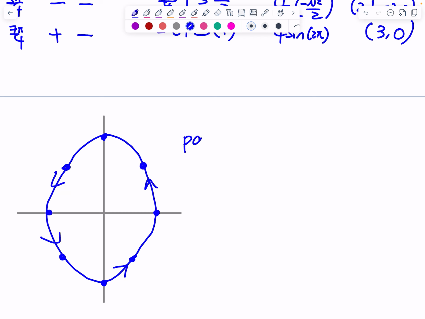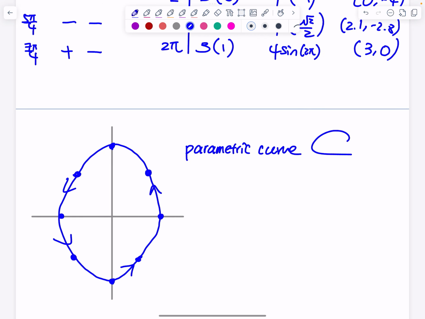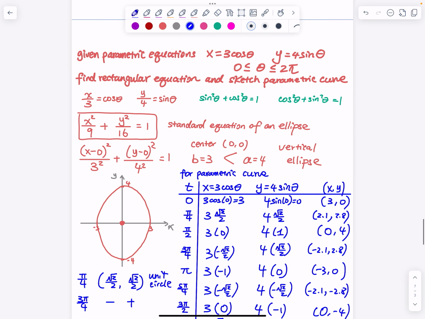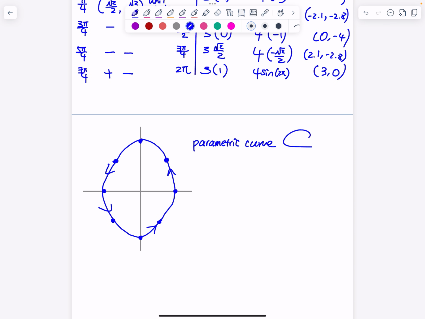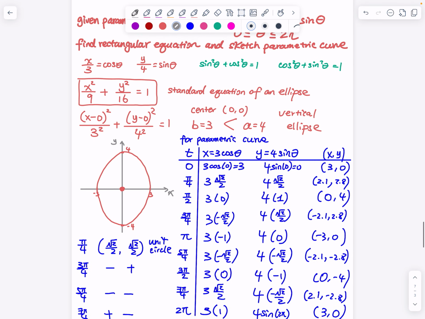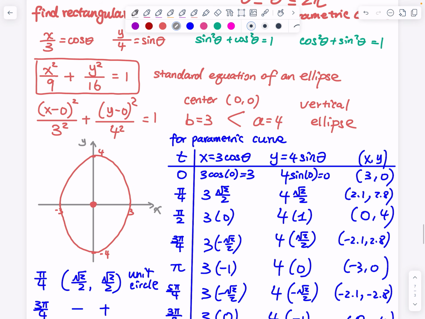So this is a parametric curve. We usually call this a C, or plane curve, for the parametric equation given at the very first line. So we just use a table of values, we plot all the points, and then trace the orientation. Then this is a parametric curve. You see the direction. Of course, don't forget the x and the y. And then for the rectangular equation that is in the box, that is the equation of an ellipse, and that one does not have orientation.